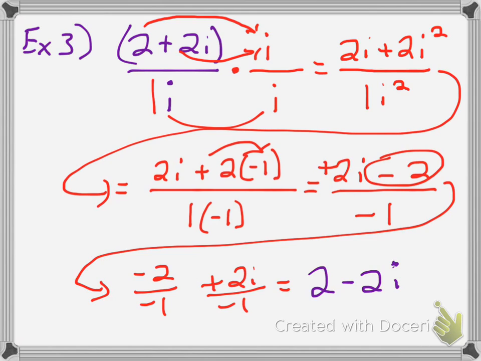Now, that's a complex number. It's in the form a, the real part of the complex number, plus bi, the imaginary. That's why it's complex, because half of it's real, half of it's imaginary.